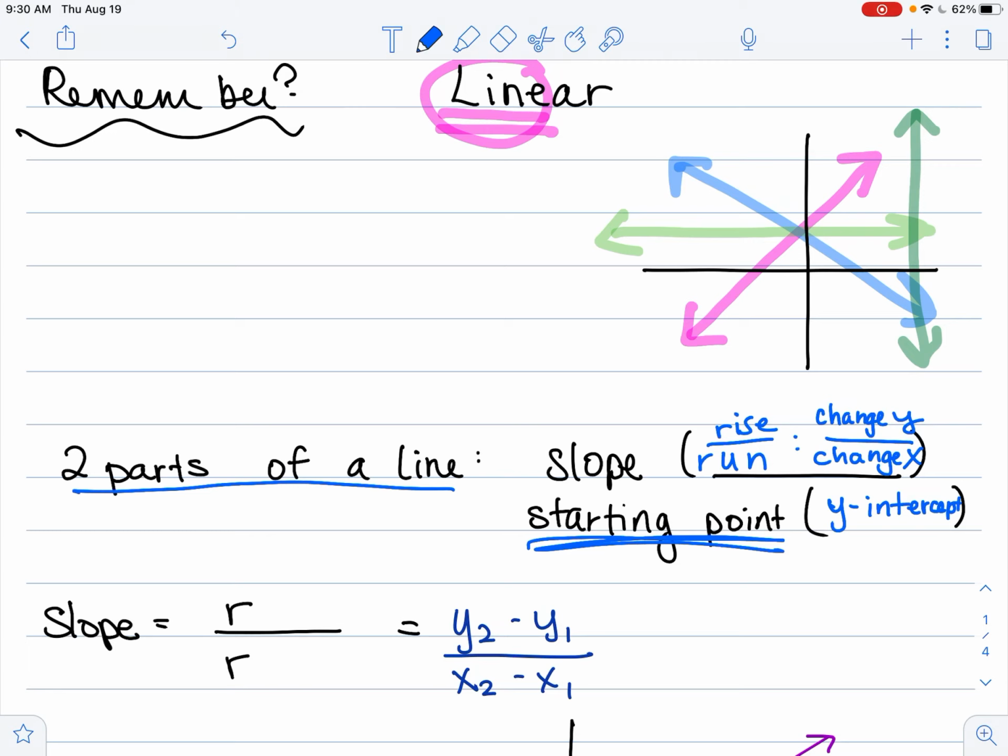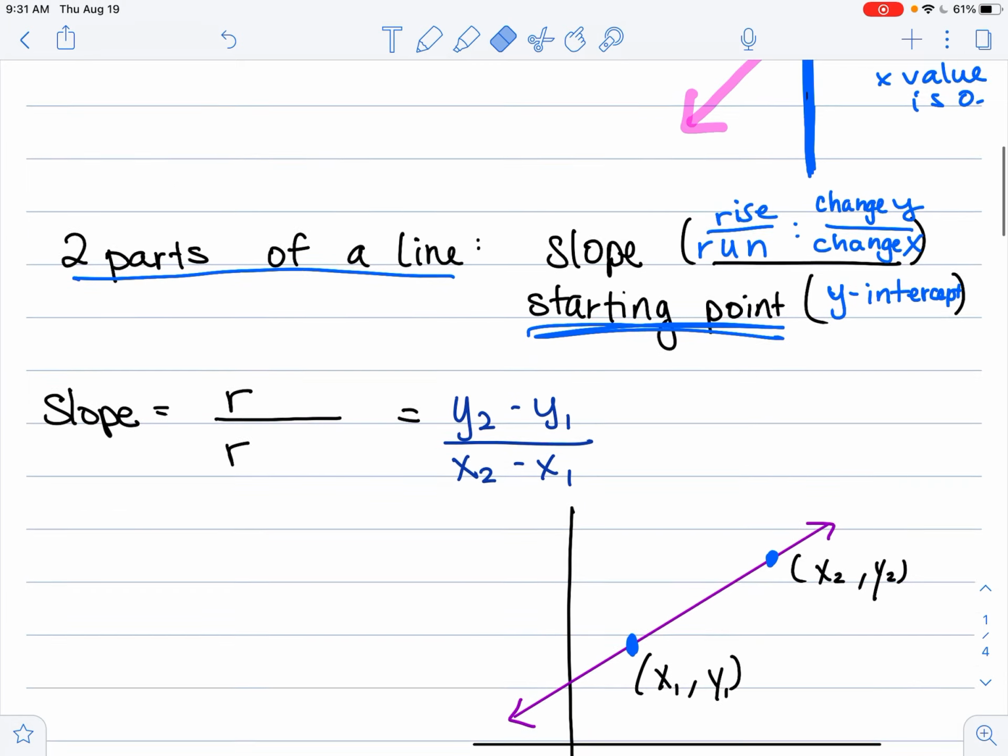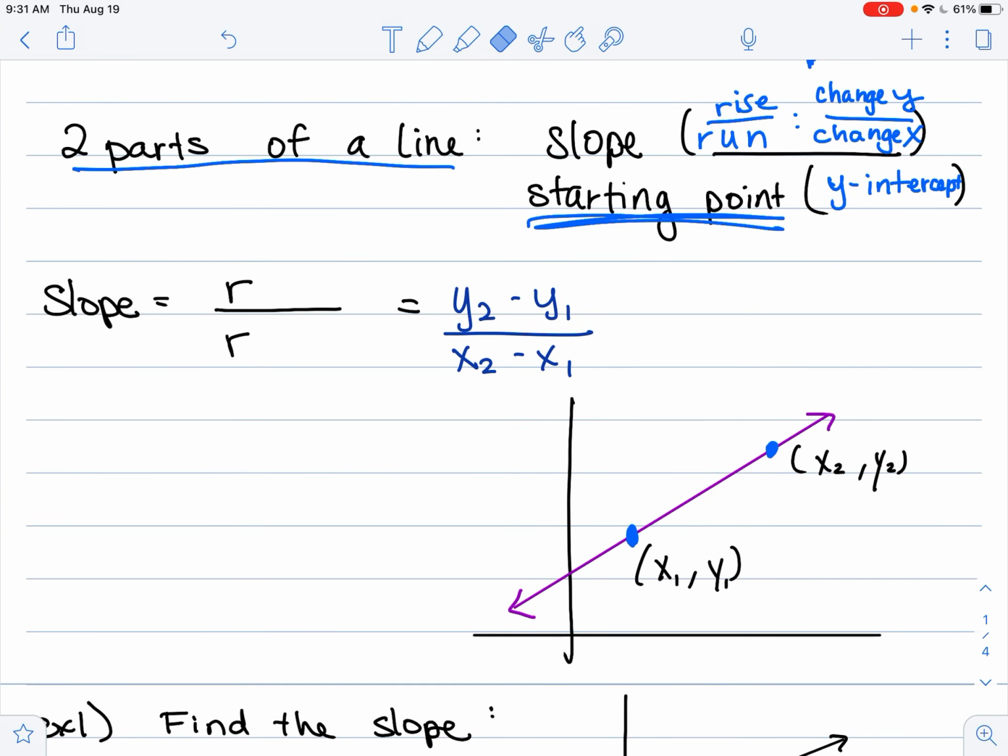In general, we use the y-intercept. The y-intercept is where the line crosses the y-axis. Remember, the y-axis is the vertical axis going up and down, so wherever the line hits the y-axis, for example, using this pink line, this point right here is called the y-intercept. Also, it's where the x value is 0.